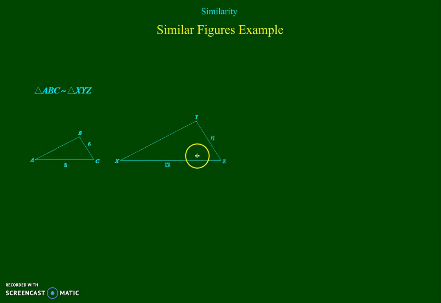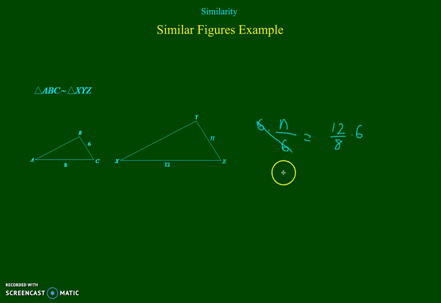Now the way I like to do this, this is personal preference only, is I like to have the variable that I'm looking for on the upper left of my proportion. So I'm going to start with this side first. So let's say that n is to YZ. YZ corresponds to BC, 6, as we come back to our original triangle. 12 is XZ. XZ corresponds to AC. AC is 8.